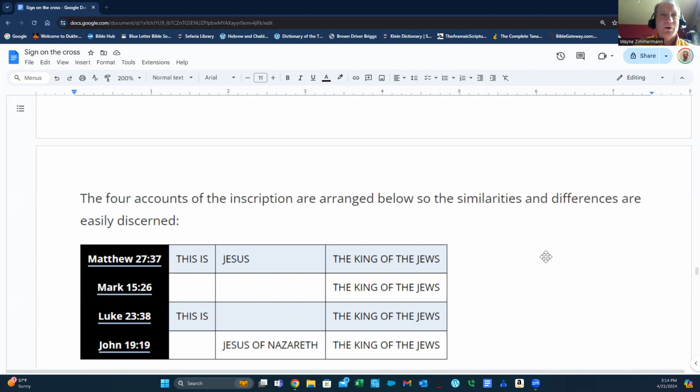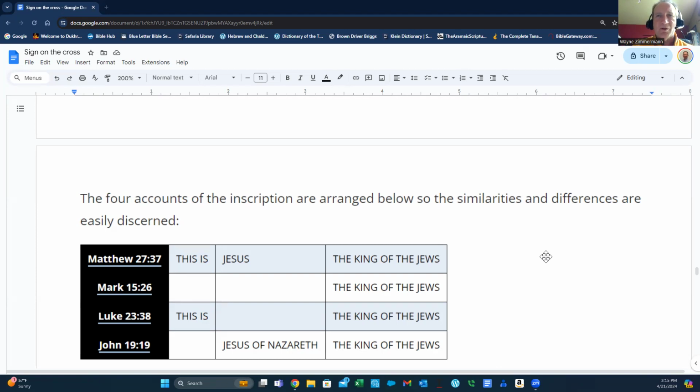But anyway, Matthew 27, verse 37 says, "This is Jesus, the King of the Jews." Mark 15, verse 26 just says, "The King of the Jews." It doesn't list his name. Luke says, "This is the King of the Jews." Again, not listing the name of Jesus, but it has the "this is." And then finally, John in chapter 19, verse 19 says, "Jesus of Nazareth, King of the Jews."